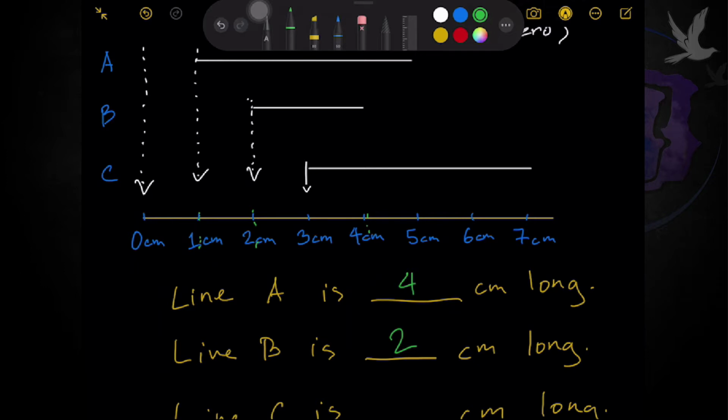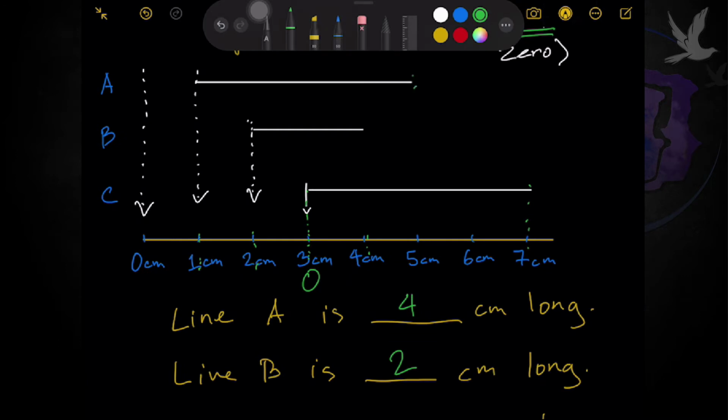Okay, for line C, it starts at 3 centimeters rather. So this is the starting point, which is 0, and it ends at 7 centimeters. It doesn't mean that it ends at 7 centimeters, so it's already 7 centimeters. Like for example, earlier in line A, it doesn't mean that it's 5 centimeters just because it stops at 5 centimeters, because you have to find out where it started, which is here. If everything started at 0, then that's their actual measurement right now. But since they did not start at 0, we can't say that it's their actual measurement.